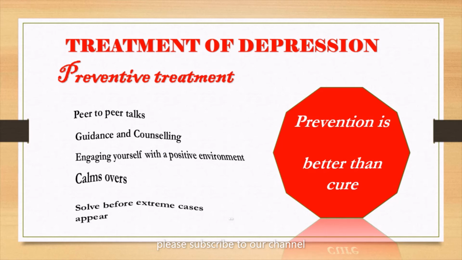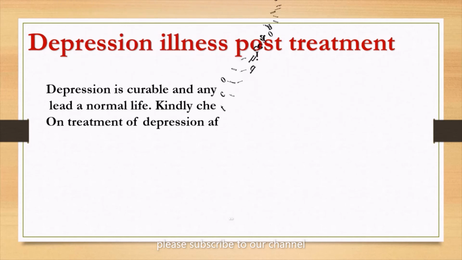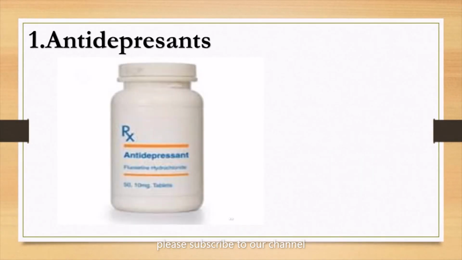Also what I want to tell us is to solve before extreme cases appear. If you know your SDS index is controllable, kindly solve this before the extreme cases appear. And I'm encouraging that prevention is better than cure. On the next slide, we want to look at depression illness post-treatment. What I'm encouraging here is that depression is curable and anyone can recover from it and lead a normal life, as long as you follow the outlined procedures on treatment of depression immediately after diagnosis. That is from 50 to 59 or 50 to 70 and above as percentage SDS index.